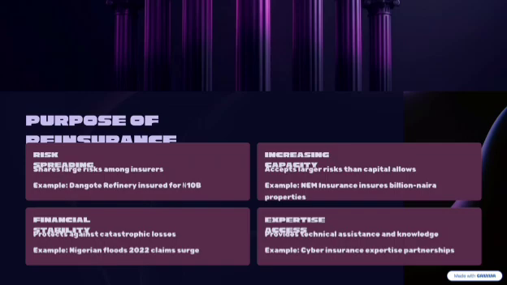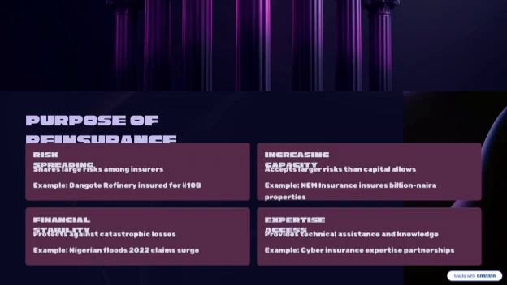Number 2, increasing capacity. Reinsurance enables insurance companies to accept larger risk than their capital would normally allow. Without reinsurance, a company in Nigeria like Name Insurance might only be able to insure property up to 5 million naira. With a reinsurance arrangement, they can insure properties worth billions of naira.